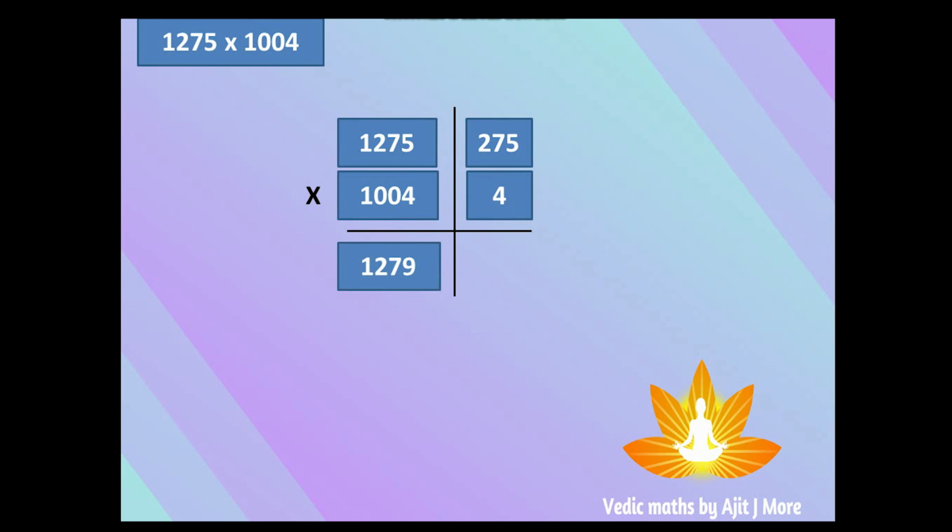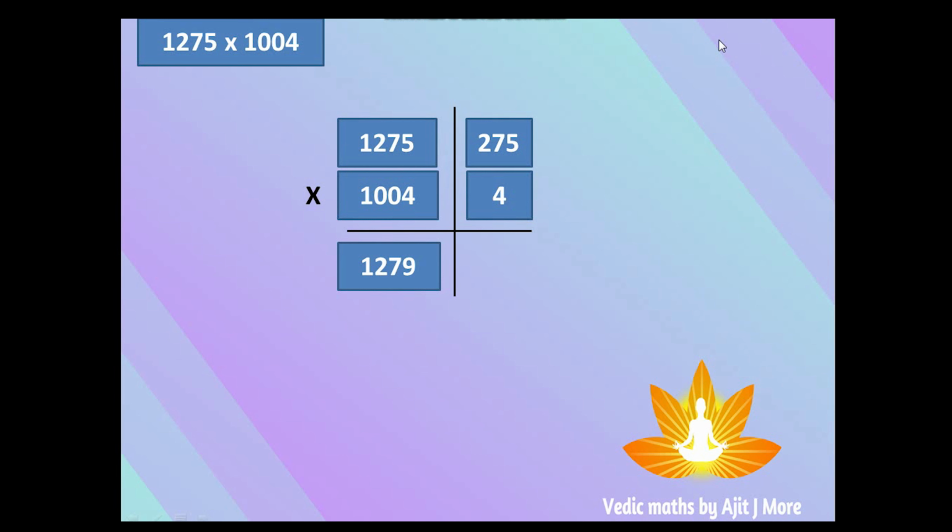The first part is 1279 and multiply 275 with 4. Okay, it is going to be 1100. You're getting it? But 1100 is 4 digit, and in the second part you're allowed to have only 3 digits because our base is 1000 and in 1000 there are 3 zeros.